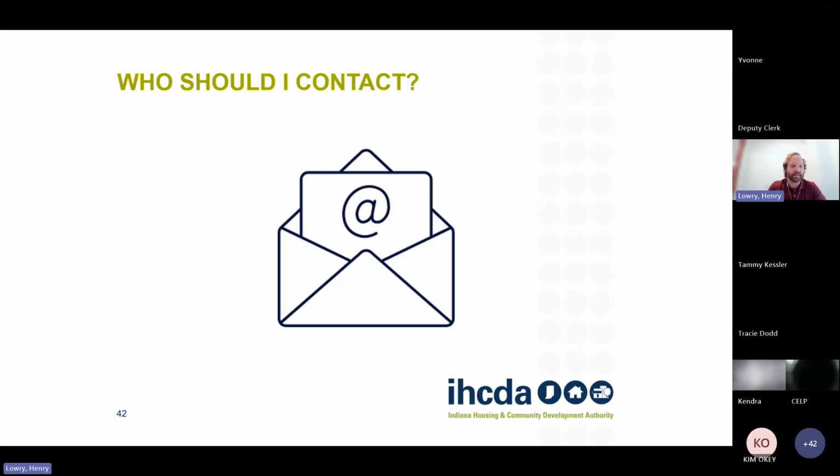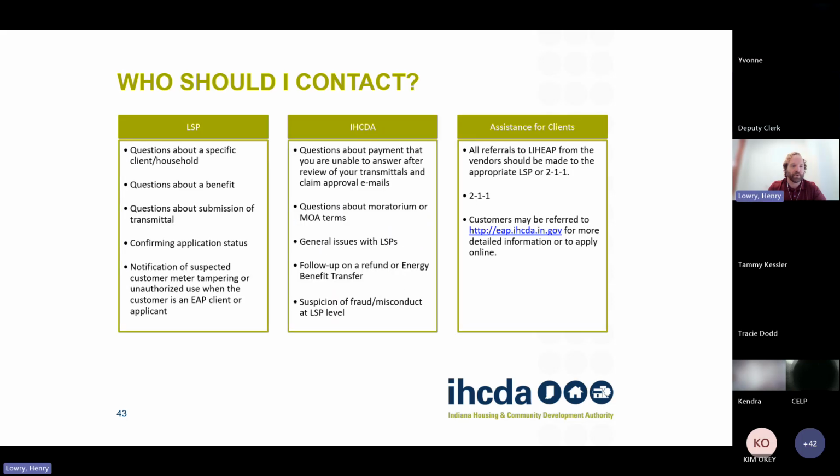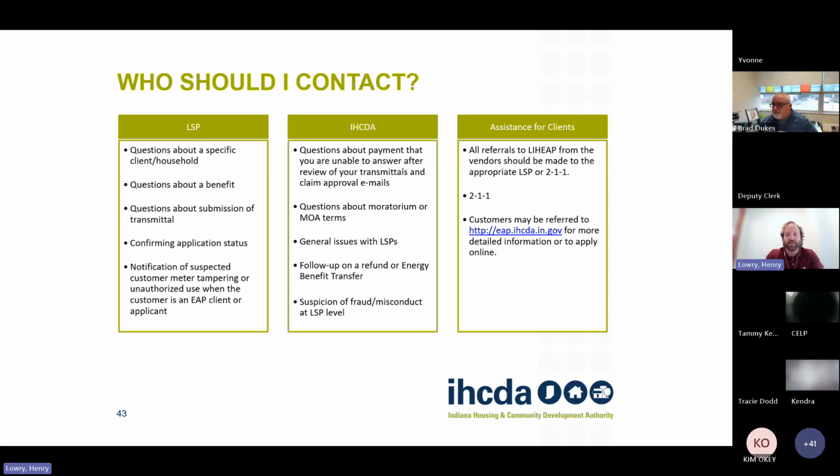So who should we be contacting? For our local service providers, our agencies: questions about specific clients or households, questions about benefits, questions about submissions of transmittals, confirming application status, notification of suspected customer meter tampering or unauthorized use. Those questions should go to your agencies.